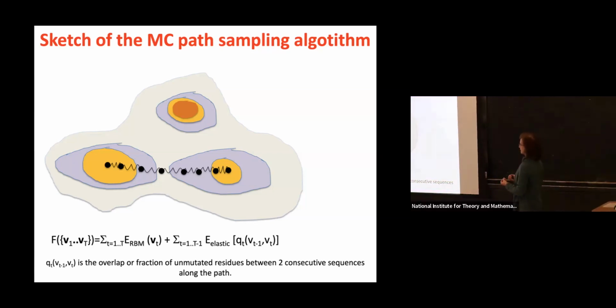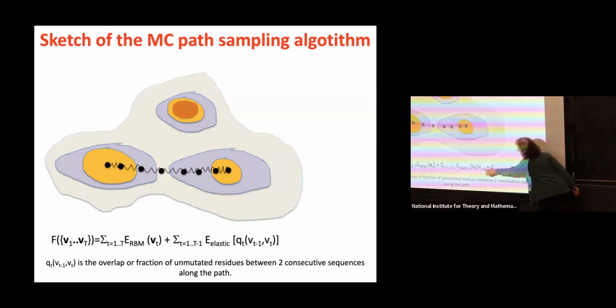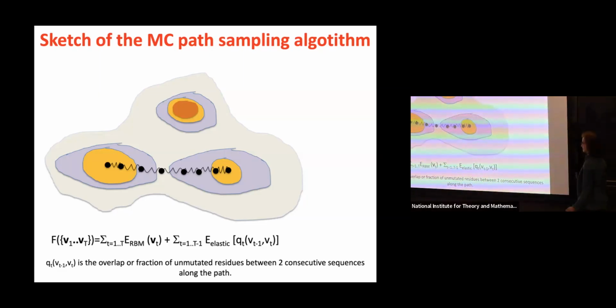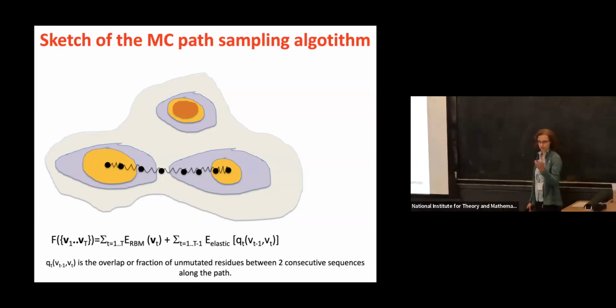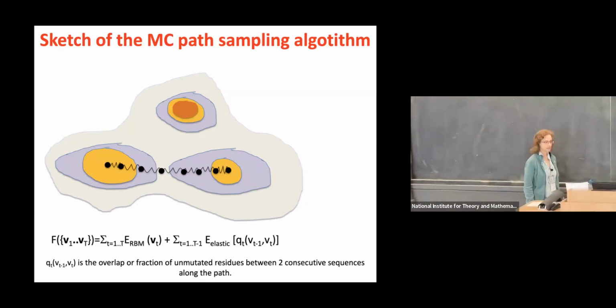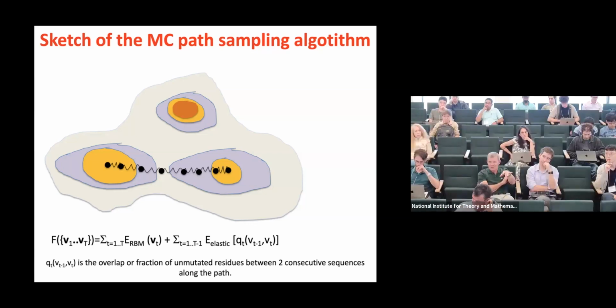So this elastic cost depends only on the overlap between the sequence at time t and the sequence at time t minus 1. It's called the overlap. And it's just the fraction of unmutated residues between two consecutive sequences along the path. So why are you calling it an elastic cost? It's not actually. Yeah.